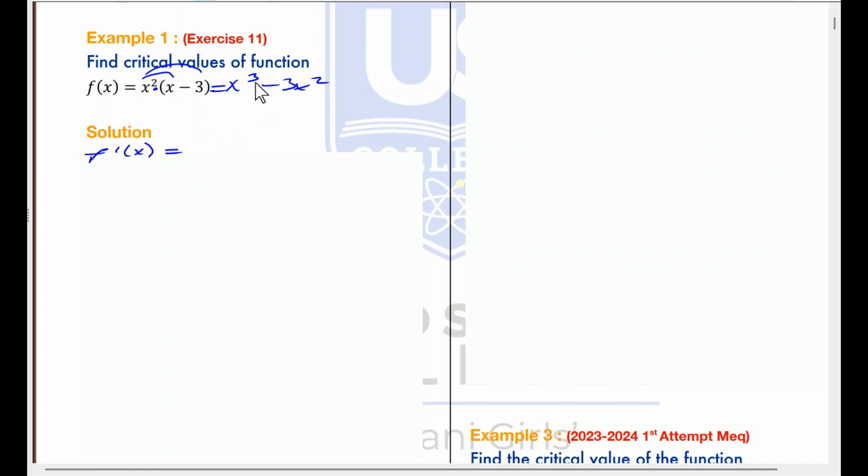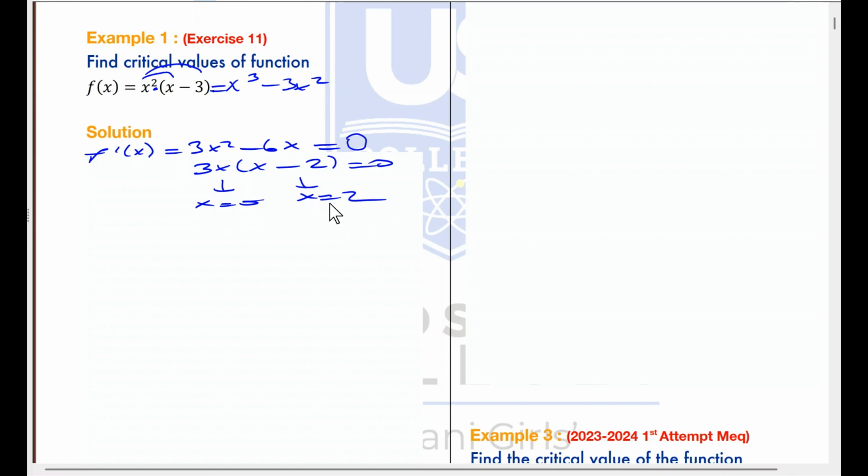F prime of x equals 3x squared minus 6x, right? So the first situation, f prime being 0. Equalize it to 0. So find the values that makes derivative 0. 3x is common, take it out. X remains here. From the second term, 2 remains, equals 0. So x is equal to 0 or x is equal to 2. So those are our critical values if they make the function defined.